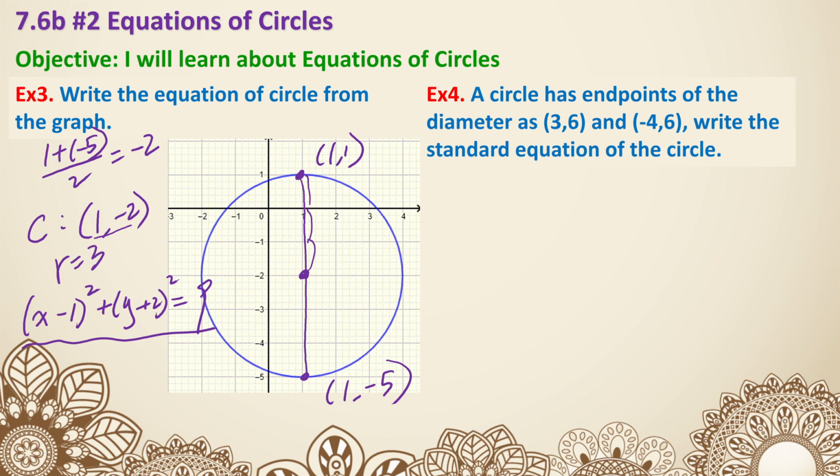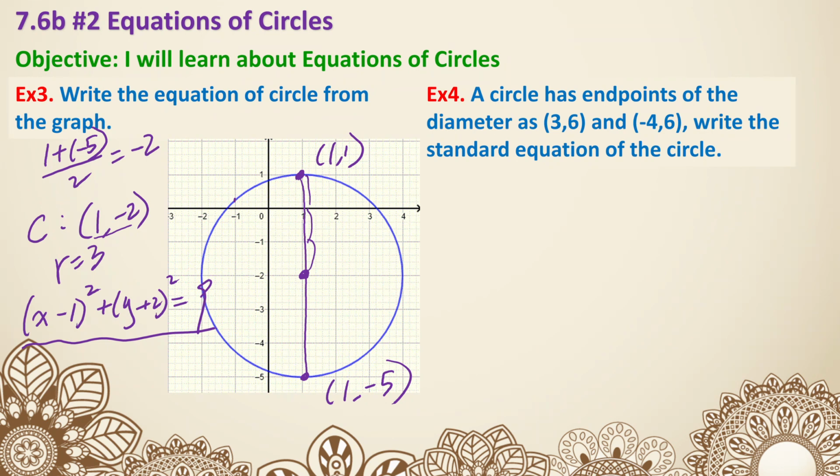Moving on, number 4. The circle has endpoints of the diameter as 3, 6, and -4, 6. So in these first three examples, you can surely find other points. Like let's say you find this point and another point on the bottom. But that's not going to help you to find the radius in an easier way because these points are hard to identify. So that's why we just go for the easier ones. You can either choose a horizontal diameter or a vertical diameter.